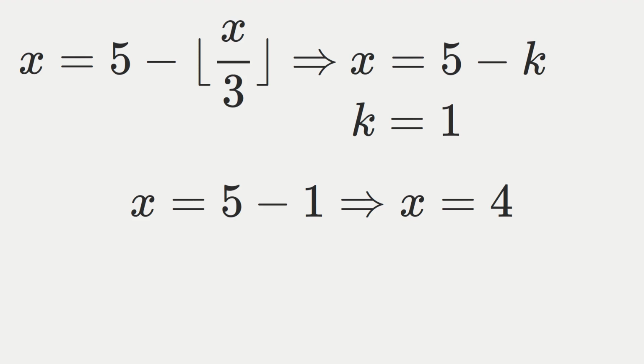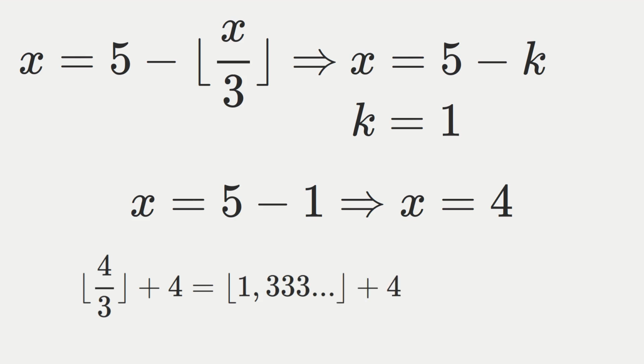To verify, let's plug x equals 4 into the original equation. We get the floor of 4 over 3 plus 4 equals 5. Since 4 over 3 is 1.3 repeating, its floor is 1. 1 plus 4 equals 5. It works!